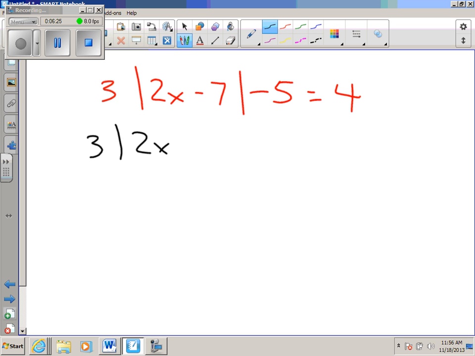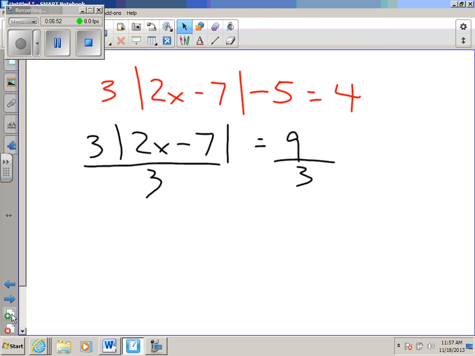Once I do that, add 5 to this, equals 9. Okay. Now, since this absolute value is being multiplied by 3, the opposite is to, so watch carefully. If we divide both sides by 3, okay, no matter what this is, that's going to be enough to cancel out those 3's.